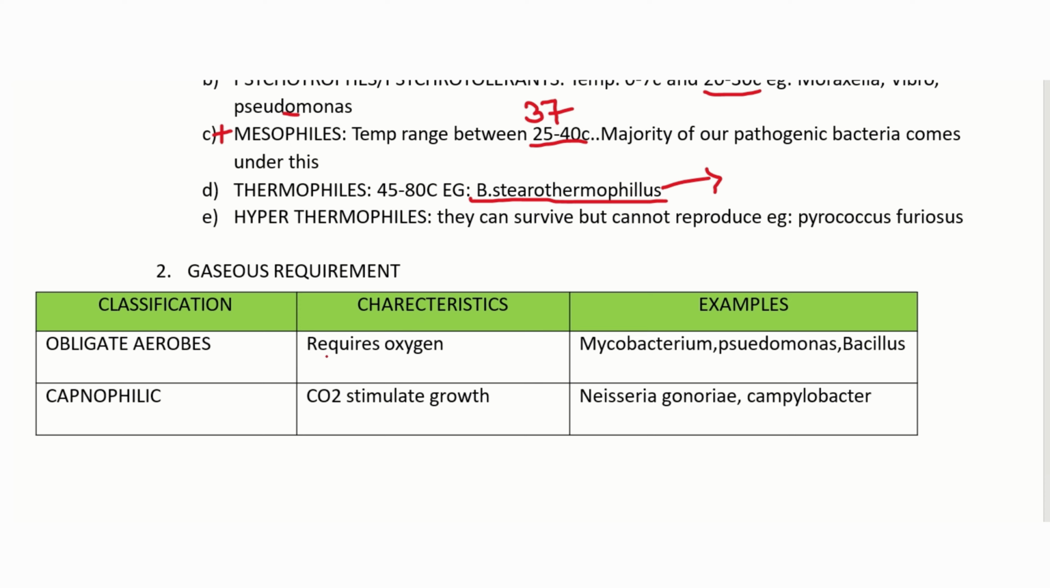Obligate aerobes means requires oxygen, and the examples are Mycobacterium, Pseudomonas, and Bacillus. Capnophilic means they require carbon dioxide. You can see that in capnophilic there is a letter C, and in carbon dioxide also there is a letter C. So you can remember it this way. Capnophilic requires carbon dioxide for growth. Examples are Neisseria gonorrhoeae and Campylobacter.